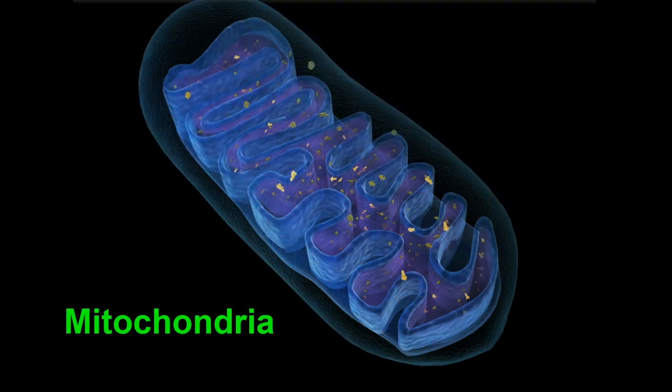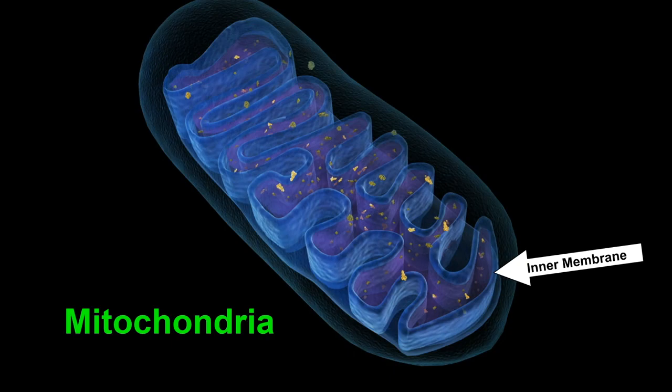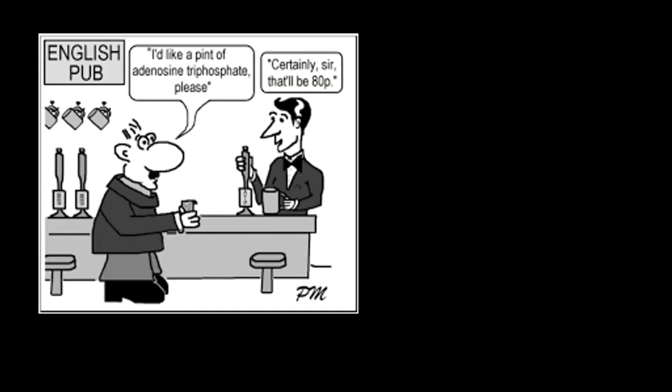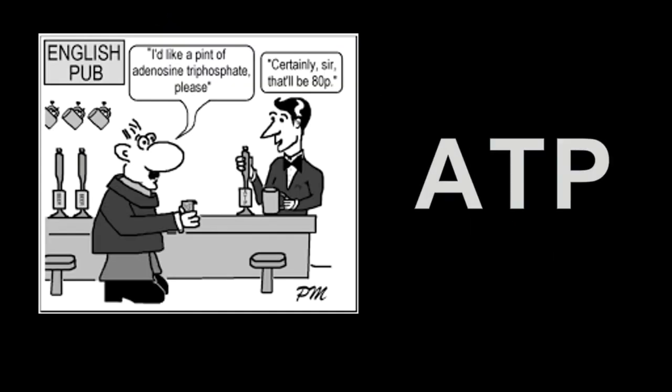Mitochondria, often referred to as the powerhouse of the cell, play a crucial role in energy production. They have two membranes, and ATP synthase is located on the inner membrane of the mitochondria. As the name suggests, this enzyme synthesizes ATP, or adenosine triphosphate, from adenosine diphosphate, or ADP. Humans need ATP to function because this is the primary energy currency of our body.